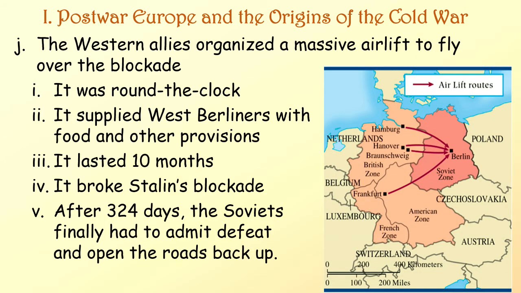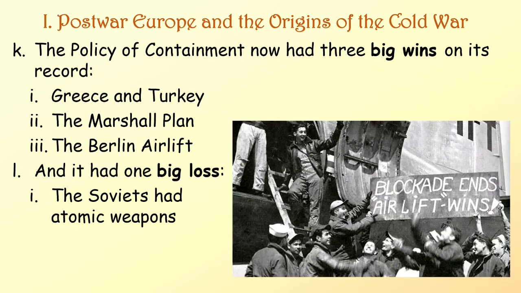The Western Allies organized a massive airlift to fly over the blockade. It was round the clock. It supplied West Berliners with food and other provisions. It lasted 10 months, and it broke Stalin's blockade. After 324 days, the Soviets finally had to admit defeat and open the roads back up.